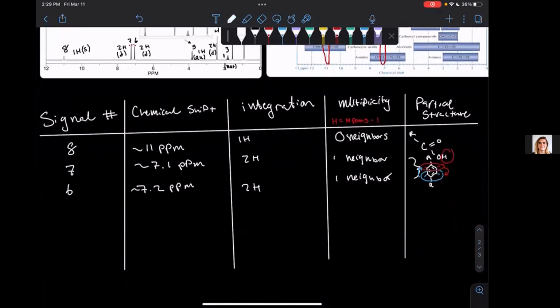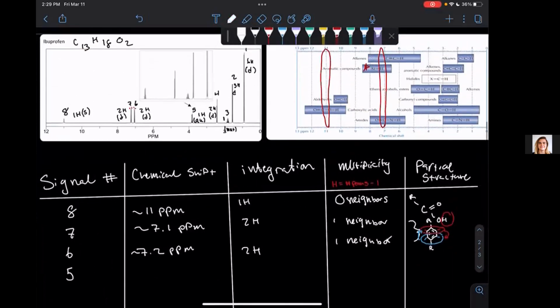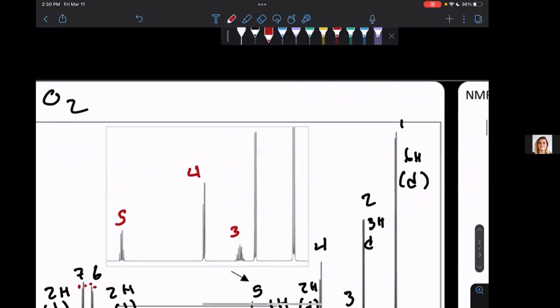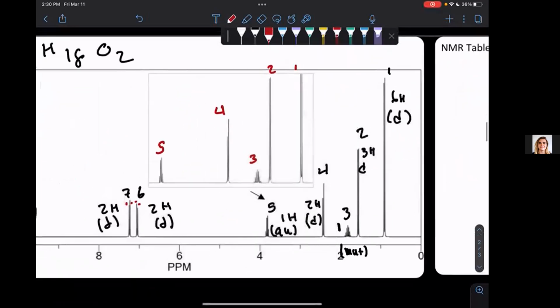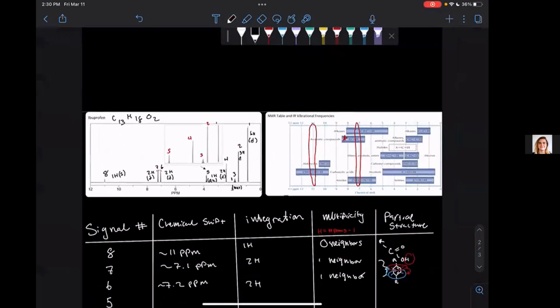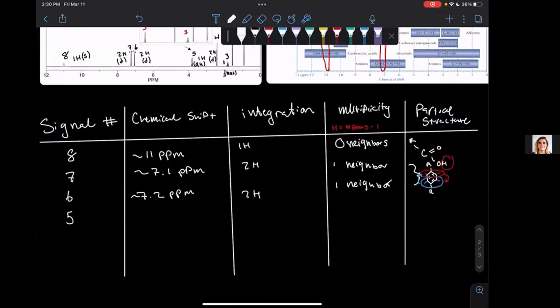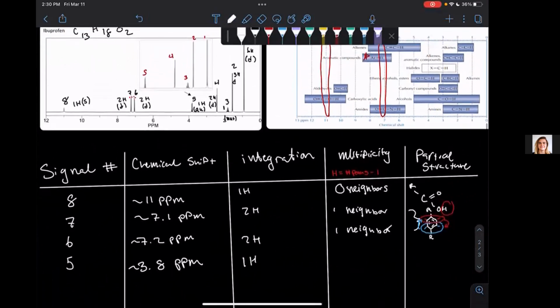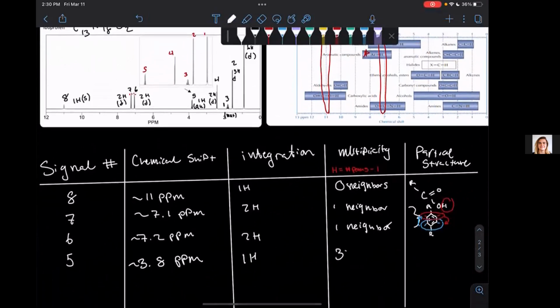So now we're going to keep on moving down. We're going to go to number 5. Go ahead and take a look here. So this is actually super helpful because it gives us a little zoom in right here. This is number 5, 4, 3, 2, and 1. So this just zooms in on this whole area, making it easier to see the number of peaks. So for number 5, down here, we know we have a peak at about 3.8 ppm. We have 1 hydrogen in that location, and it is a quartet, meaning it is next to 3 hydrogen neighbors.